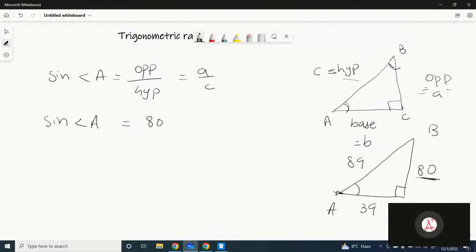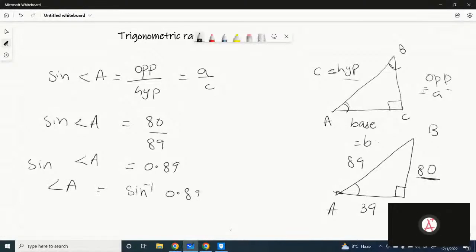You are given all three sides. 80 divided by the hypotenuse, that is 89. Just do 80 divided by 89, it would be 0.89. You have to find angle A. Move that sine to the other side. Let me add another step. Sine of angle A is 0.89. You have to find angle A. It would then be sine inverse of 0.89. Got it?